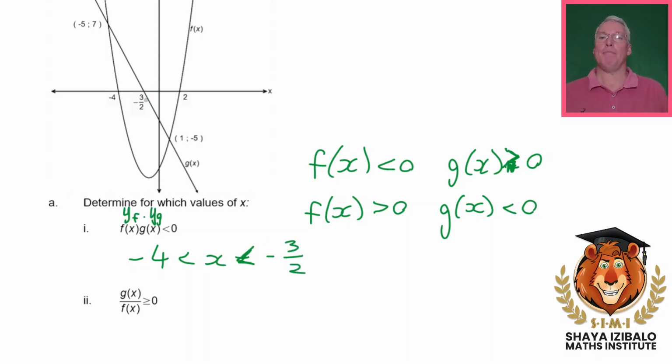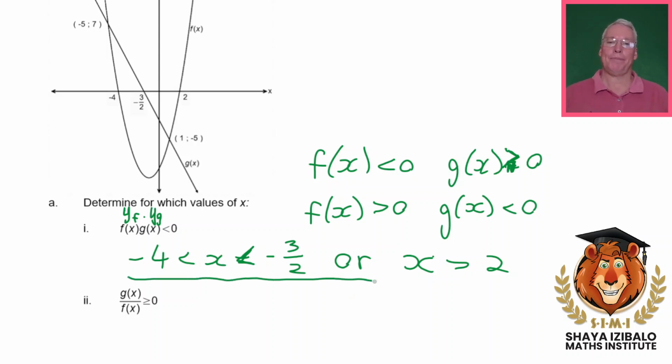After negative 3 over 2, they're both below the axis. They're still both below the axis here. From 2 onwards, the parabola is above and the straight line is below. So that's the full solution to that.